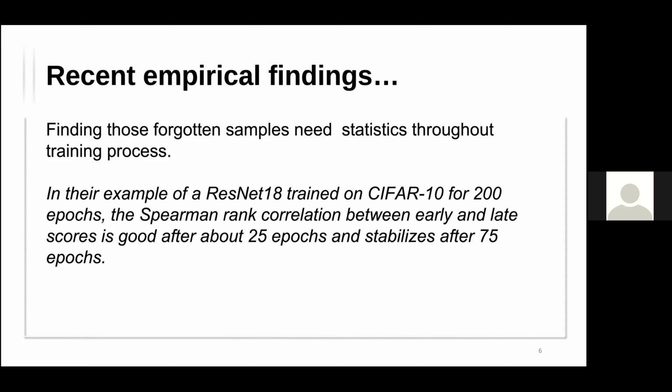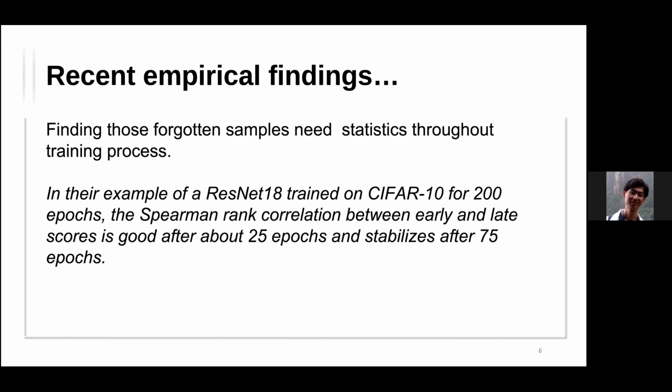When you train CIFAR10 on ResNet 18 for 200 epochs, the Spearman rank correlation between early and late scores is good at about 25 epochs. That means when you train the ResNet for 25 epochs and then find some forgotten samples, those samples have a good correlation with when you train longer.